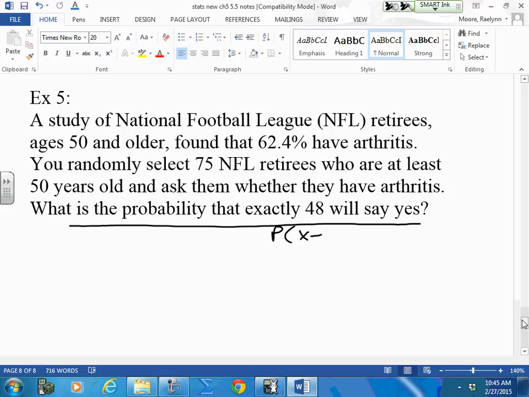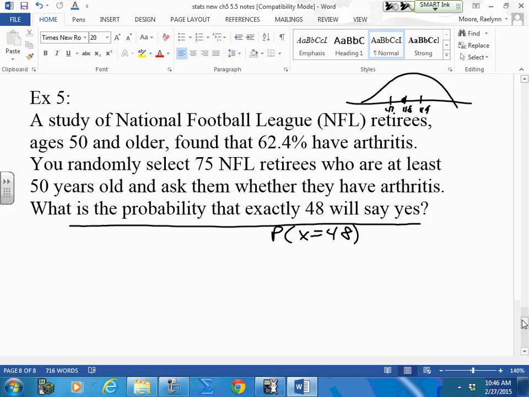X equals 48. Good. Now, remember, you're expanding these to find the area under this curve because you have discrete values. So our curve is continuous. So what happens when you have an equal? So say here's your curve, and here's 47, and here's 48, and here's 49.